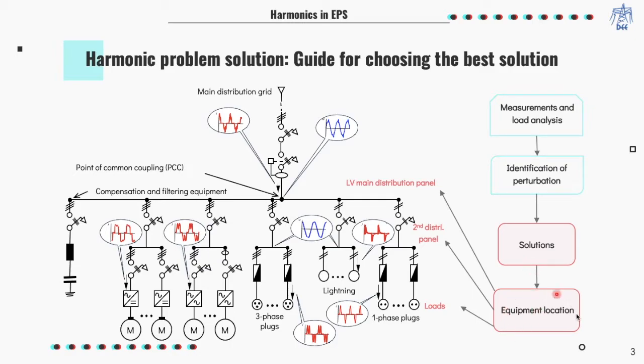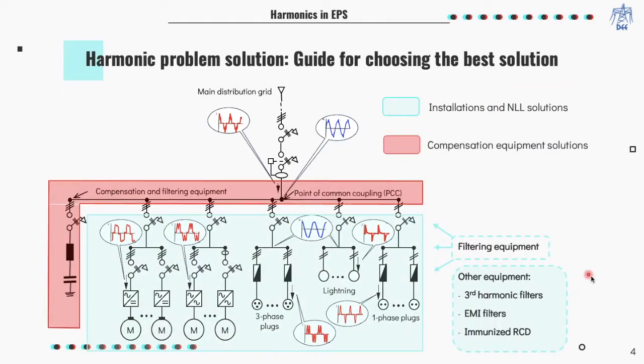The location of these solutions in the loads, secondary, and main distribution panels must also be decided on the basis of the analyzed harmonic problem. Broadly speaking, the solutions can be divided in two types: solutions related to installations and nonlinear loads, and solutions related to reactive power compensation equipment. We will decide one of them depending on the harmonic problem detected in the installation.